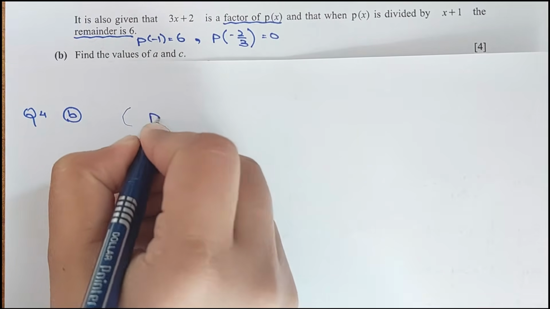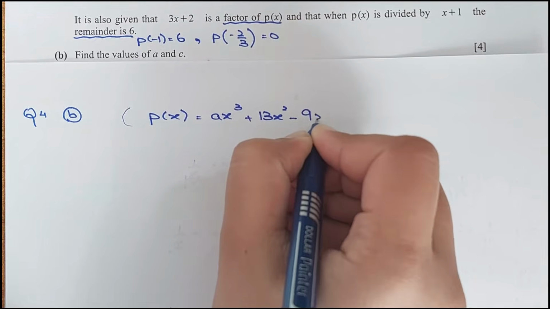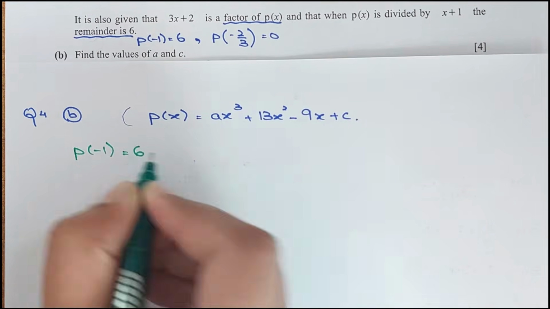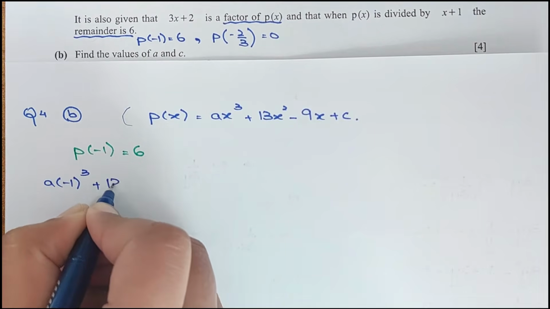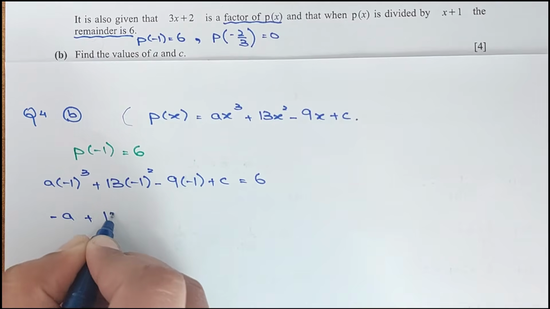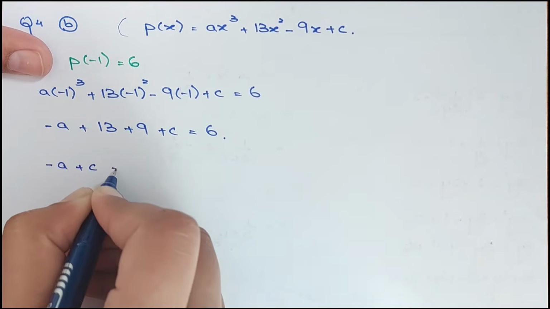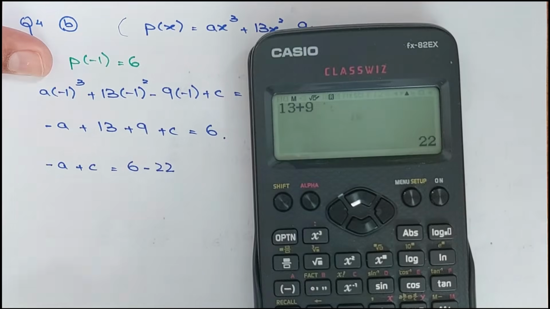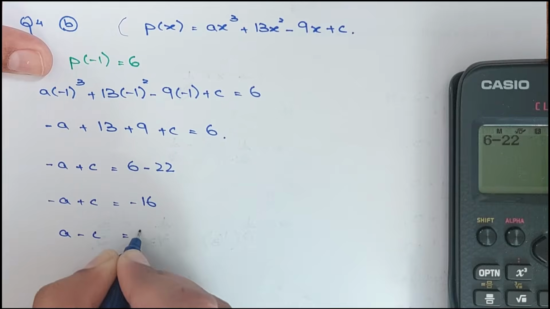Okay, now we have the polynomial p of x equals ax cube plus 13x square plus bx, b is minus 9, so minus 9x plus c, right? Using the first condition, we have p of minus 1 equals 6. Over here I'm using this one. So a times (minus 1) cube plus 13 times (minus 1) square minus 9 times minus 1 plus c would be equal to 6. Minus a plus 13 plus 9 plus c equals 6. So now we have minus a plus c equals 6 minus 22, since 13 plus 9 is 22. 6 minus 22 is minus 16. Or a minus c is 16. This is my first equation.